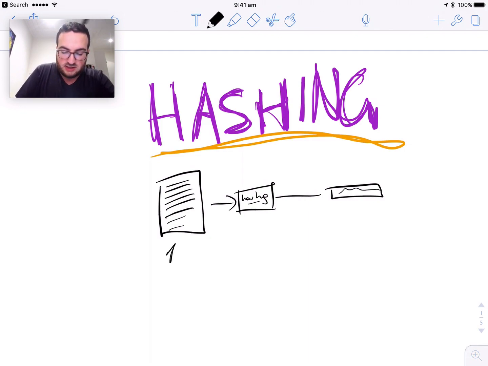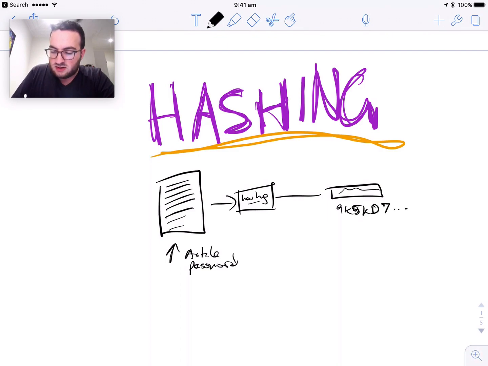This can be anything you like. This can be an article, your password. And this output out here kind of looks like this. It's like gibberish, like 5KD7. So yeah, hashing is used everywhere.